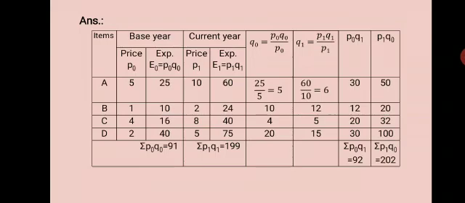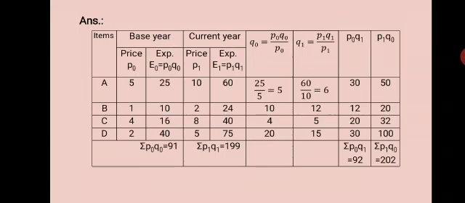Here base year and current year quantities are not given, that we have to find. First we will find the base year quantities, that is Q0, which is equal to P0 Q0 divided by P0, that is 25 divided by 5, we will get 5. 10 divided by 1, we will get 10. Then 16 divided by 4, we will get 4. And the last is 40 divided by 2, we will get 20.